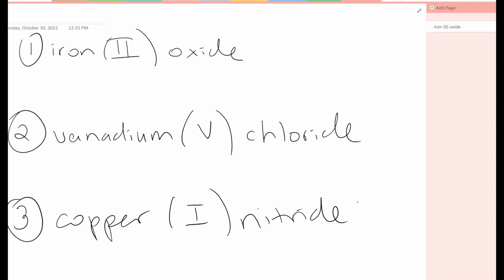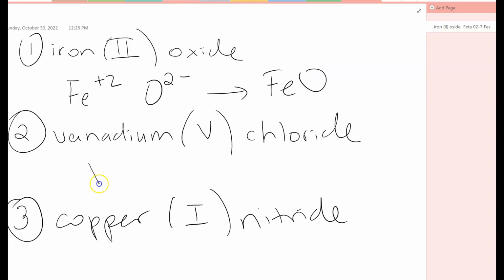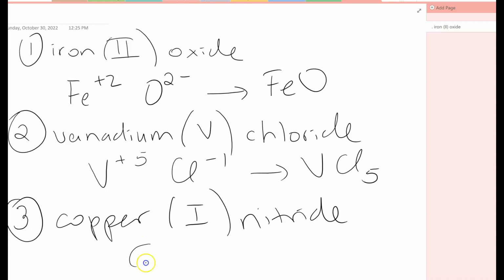All right, so hopefully you went ahead and paused and solved these. So Fe +2, oxide is O2 minus. So this is going to give me FeO, right? Because it's a 1-to-1 ratio. Vanadium +5, chloride -1. So it's going to be VCl5. Copper 1, nitride is -3. So it's going to be Cu3N.